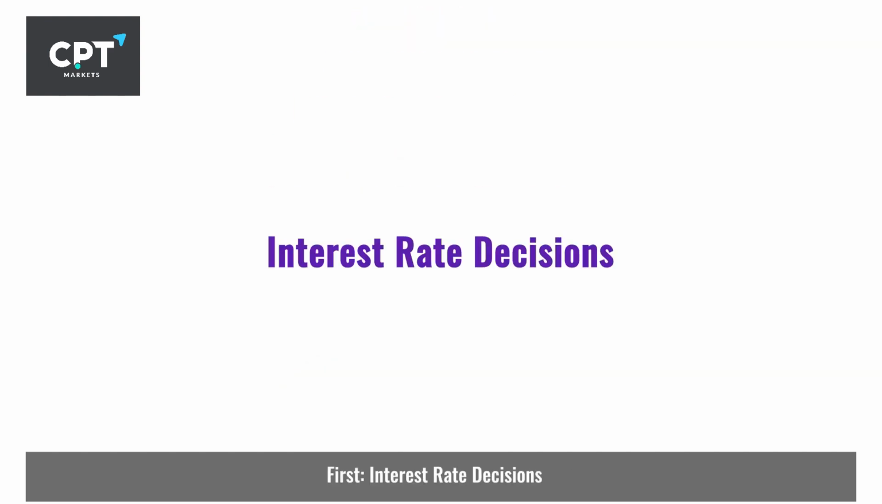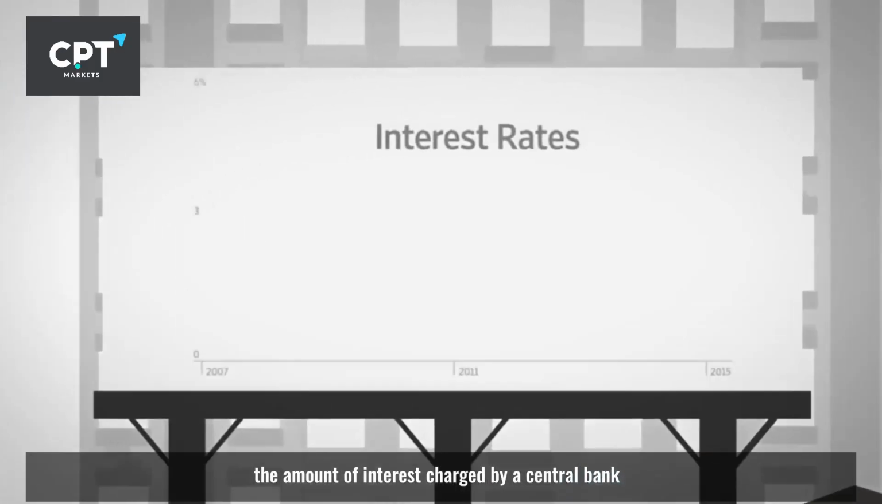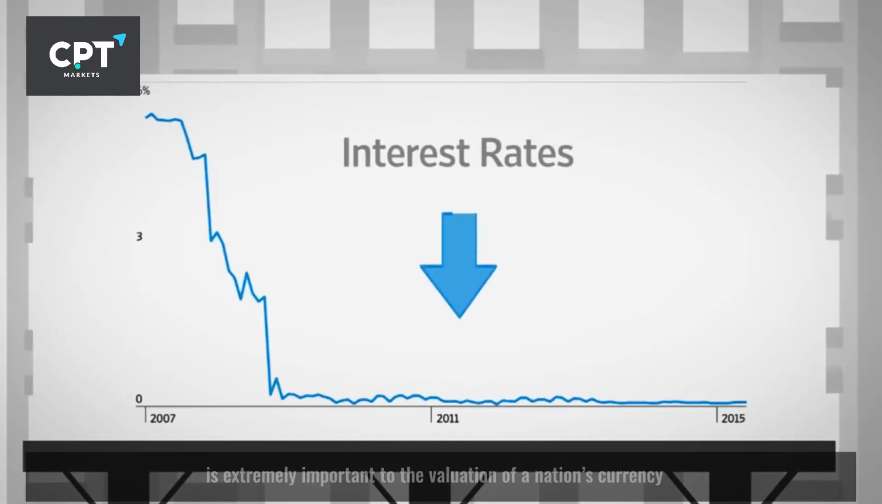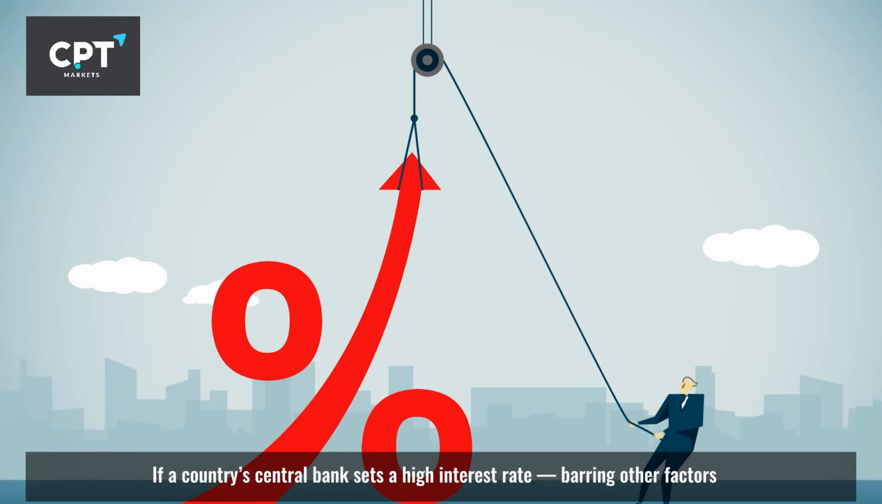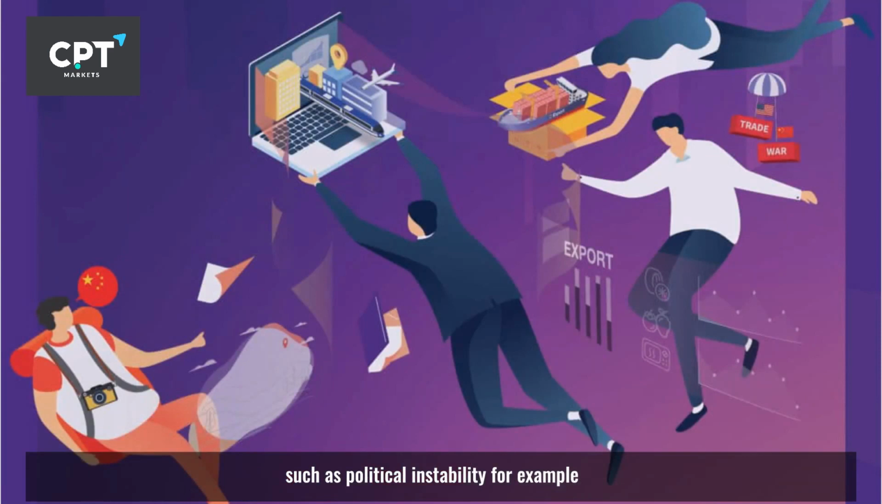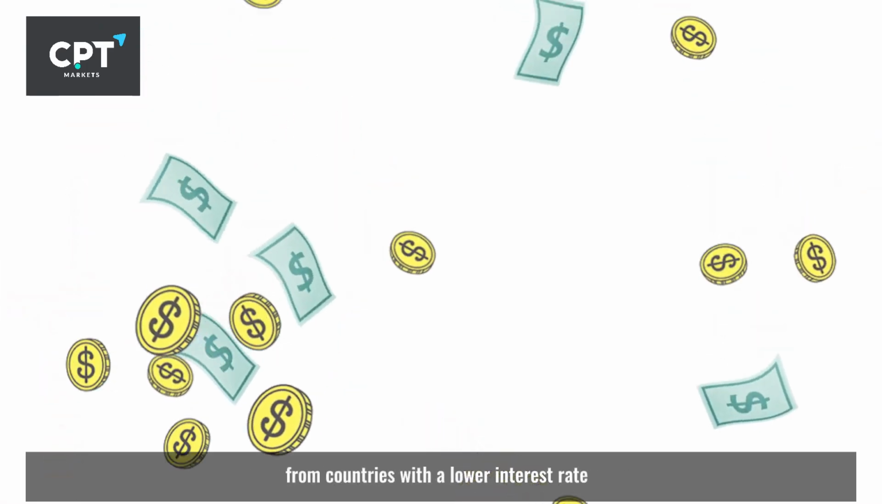First, interest rate decisions. The amount of interest charged by a central bank is extremely important to the valuation of a nation's currency. If a currency's central bank sets a high interest rate, barring other factors such as political instability, for example, that nation's currency tends to attract foreign assets from countries with a lower interest rate.